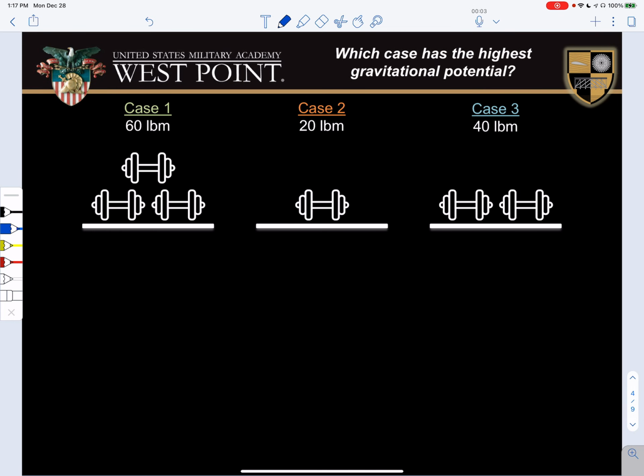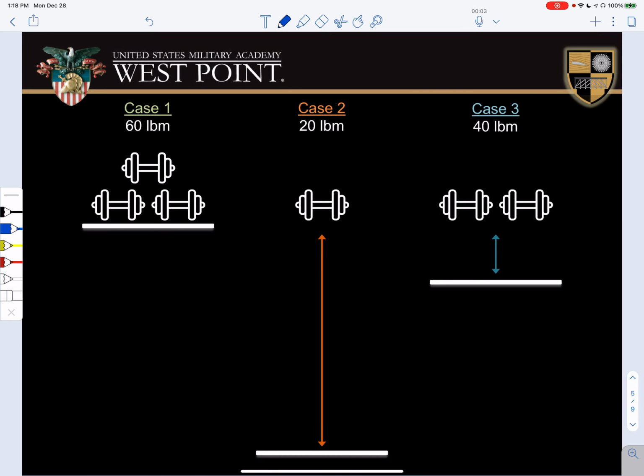So look at the three cases on the screen there. You've got a 60-pound mass, 20-pound mass, 40-pound mass, all resting on the ground. Which case has the highest gravitational potential, or stated differently, the greatest potential energy? Well, they all have the same distance from the ground, and therefore the system with the greatest mass has the highest gravitational potential. But the problem is it doesn't seem like it has much because they're all resting on the ground. So let's spread them out a bit.